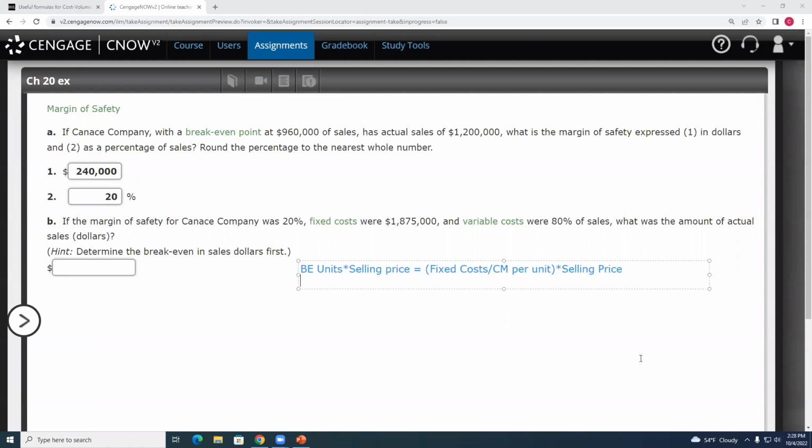So if their fixed costs are 1,875,000, variable costs are 20% of sales. I'm trying to think, I already know how to find the answer. I'm just trying to think how to tell you how to, without giving you a new formula.